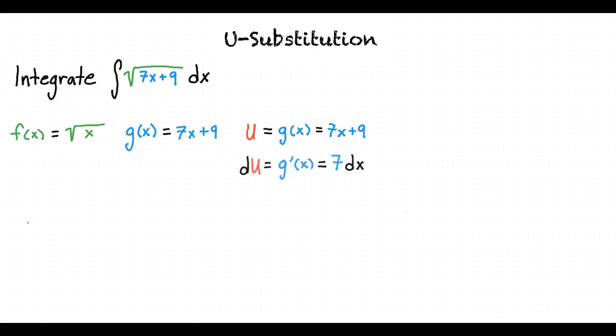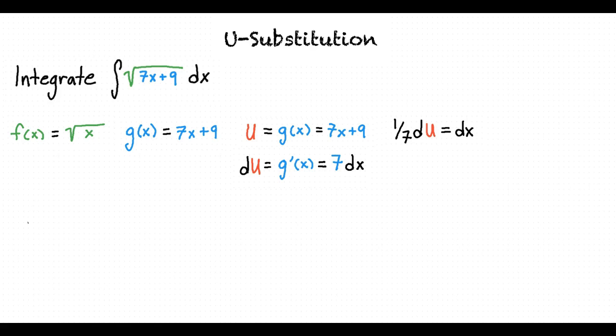If we differentiate 7x plus 9, we will get 7 dx. Wait, but in our original integral, dx is not multiplied by 7? That is true. Now what we want to do is isolate dx. So we divide both sides of the equation by 7 to get 1/7 du equal to dx.